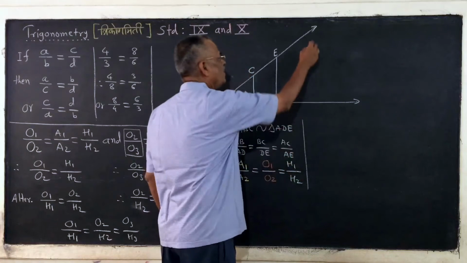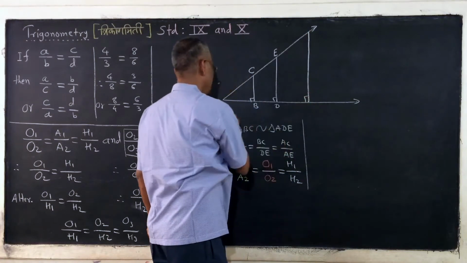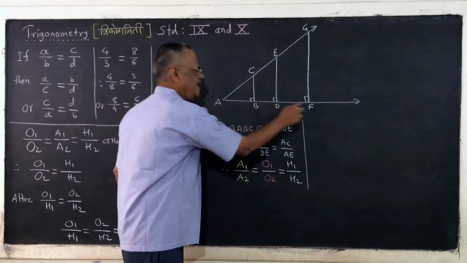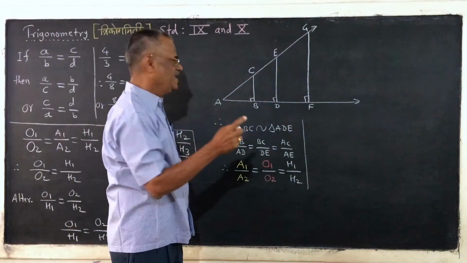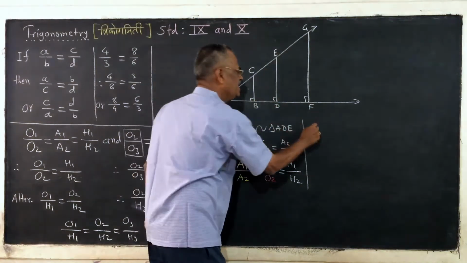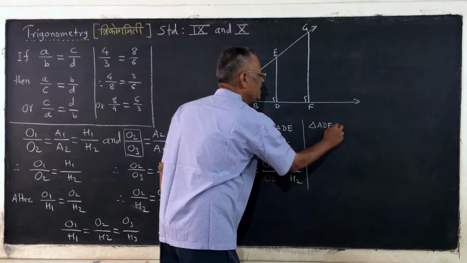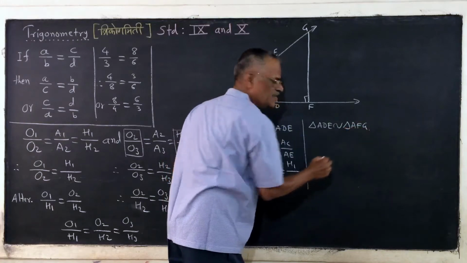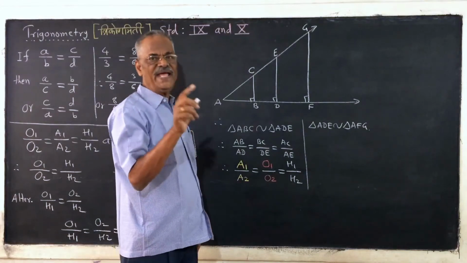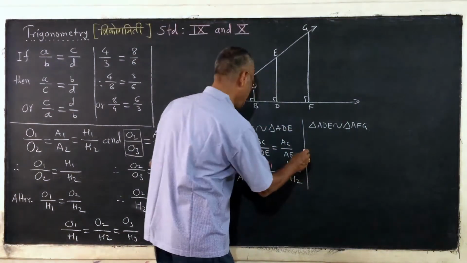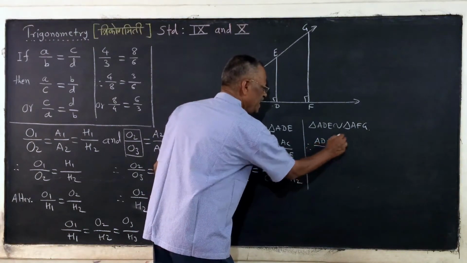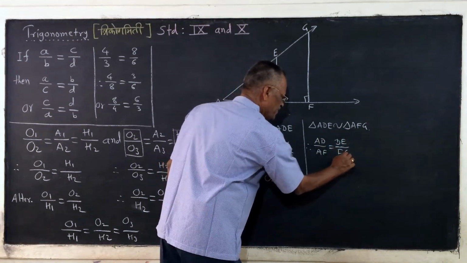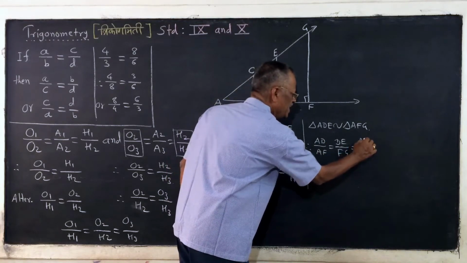Now, if you draw another triangle there, like this, consider triangle AFG. It is again a right angle triangle, and you compare it with triangle ADE. You can see that triangle ADE is similar to triangle AFG. The two triangles are similar by the AA test or AAA test. You can write the corresponding sides are in proportion. What are the corresponding sides? AD upon AF is equal to DE upon FG is equal to AE upon AG.